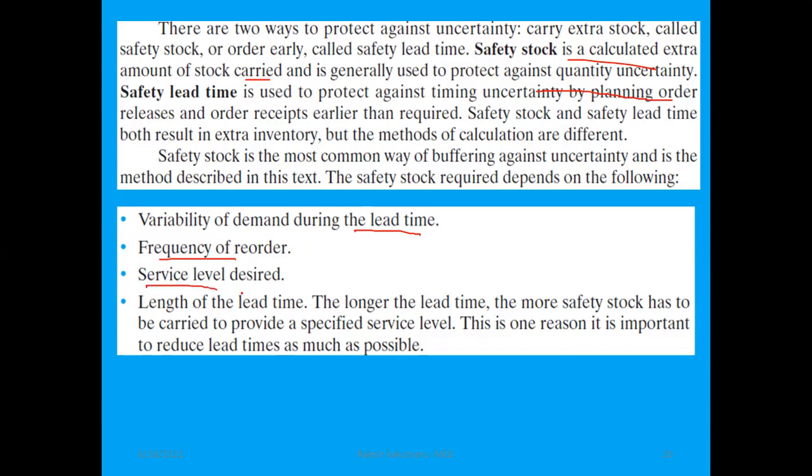The third point is the service level desired. So what type of service level are you providing? The next point is the length of the lead time. Length means the duration of the lead time. The longer the lead time, the more safety stock has to be carried to provide a specified service level. This is the reason it is important to reduce the lead times as much as possible. So these are the four factors safety stock depends upon. First is variability of demand during the lead time. Second is frequency of reorder. Third is service level desired.